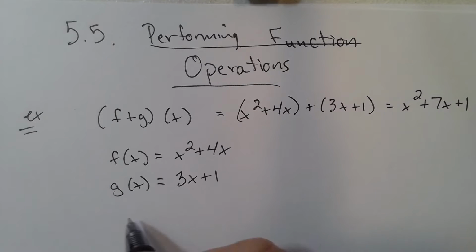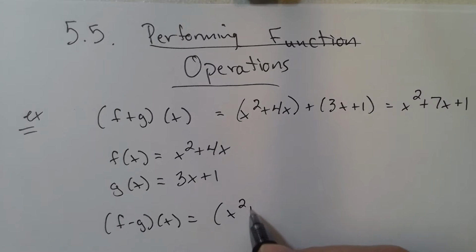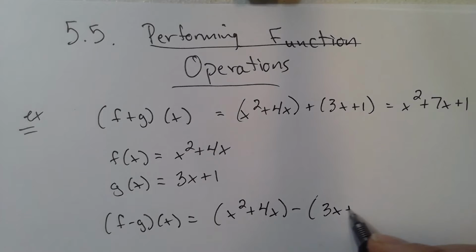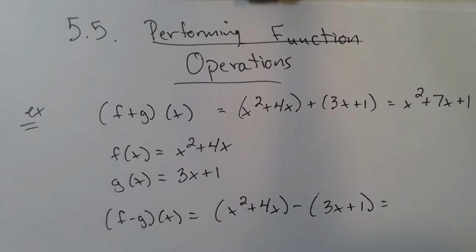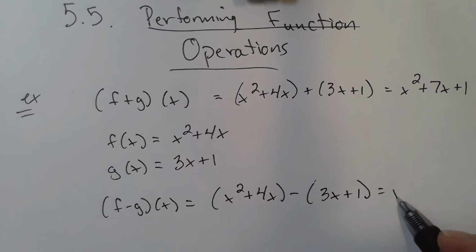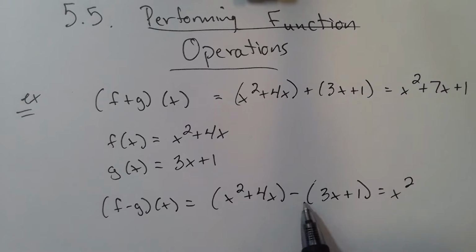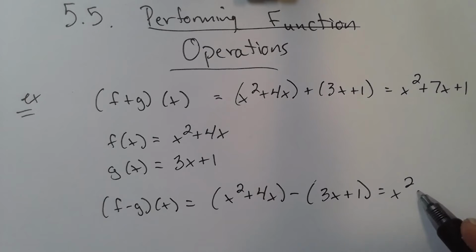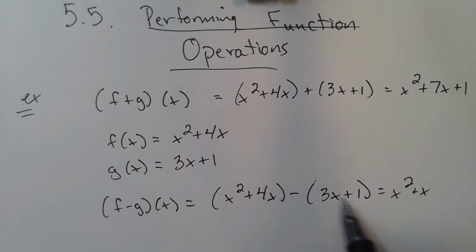And if we have f minus g of x, we would just take f of x minus g of x and then combine like terms. So we'd have x squared plus 4x, this is minus 3x minus 1. So 4x minus 3x is 1x, then minus 1 would be our answer.